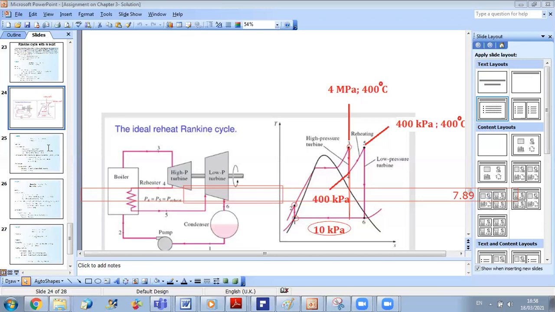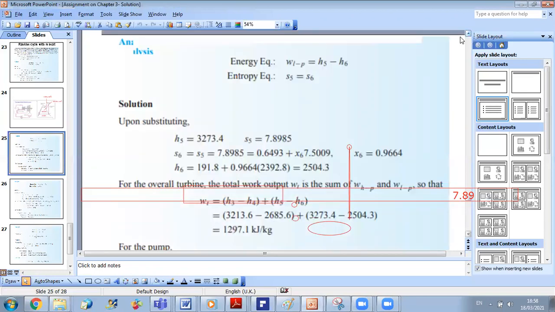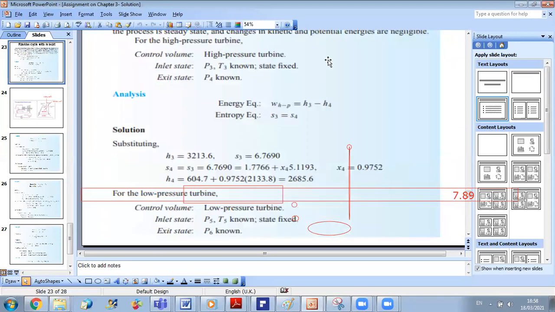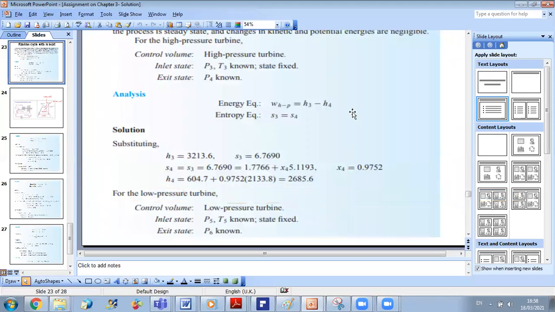Okay, so here we can see this in the calculation. They started from the turbine, as we did. So S3 equal to S4, they got from the table of superheated state H3 and S3. And then by setting S4 equal to S3, they got the quality at point 4. Point 4, as you can see, is very close to the saturated vapor state. The quality is 97.52%, so nearly on the curve. And then you can get the value of H4 from the equation of quality.